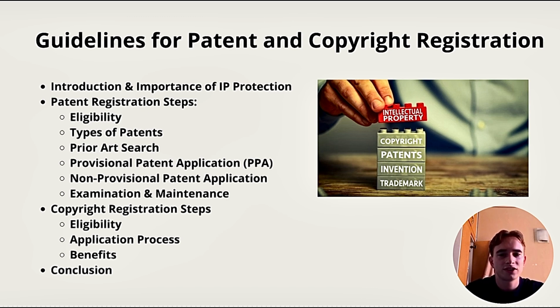Copyright protects original works like books, music, and arts. Step number 1 is also eligibility. Your work must be original and fixed in a tangible medium, like being written down or recorded. Step number 2, application process. To register, complete an application form, pay a fee, and submit a copy of your work to the Copyright Office. This can be done online.